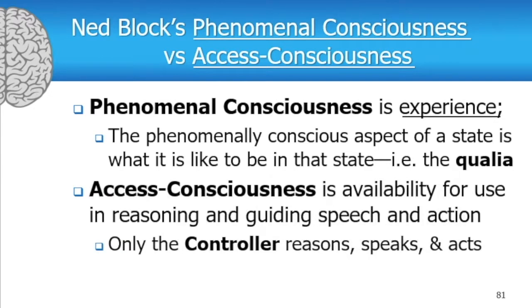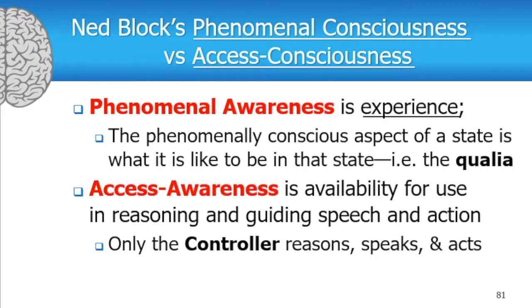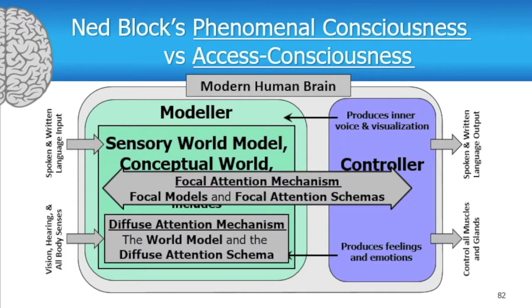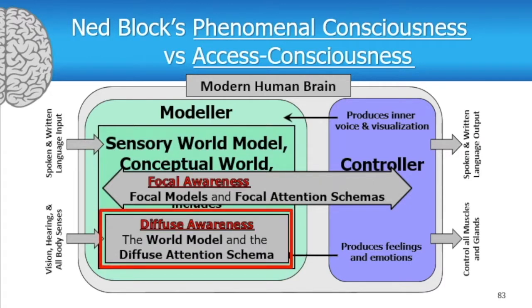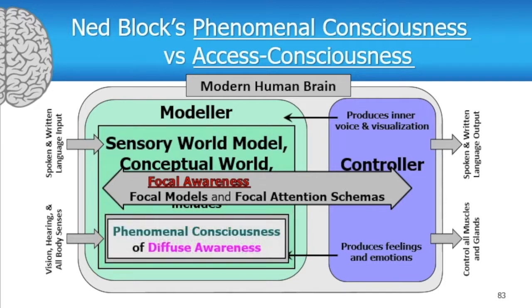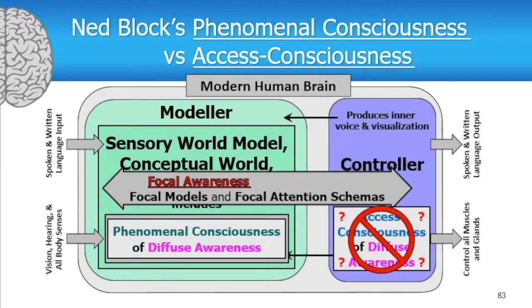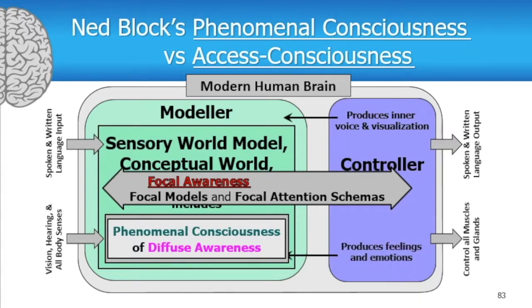I will also use the term phenomenal awareness and access awareness interchangeably with phenomenal consciousness and access consciousness. Let's look at where these two kinds of consciousness occur in our two-agent diagram. These two different kinds of attention mechanisms lead to two different kinds of awareness. As you see, diffuse awareness can only occur in the modeler, hence only the modeler can have phenomenal consciousness of diffuse awareness. Can there be access consciousness for diffuse awareness? No. Remember that when we tried to describe diffuse awareness objects, we needed to direct focal attention to the object, so we needed focal awareness to describe these objects. Hence, there cannot be access consciousness for diffuse awareness.